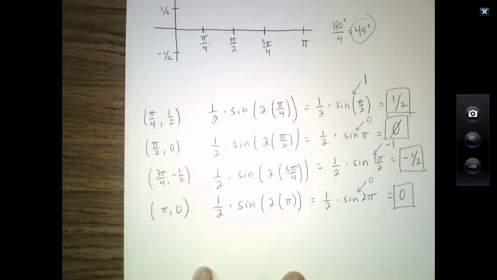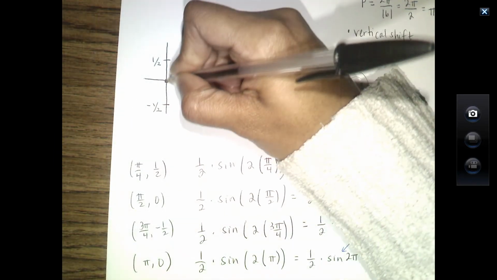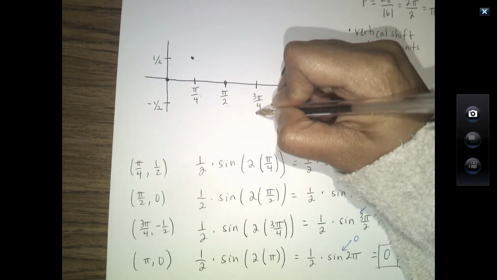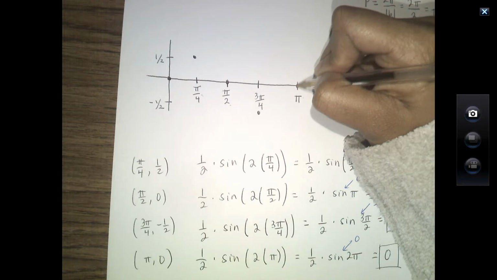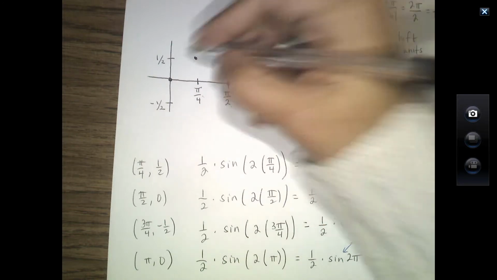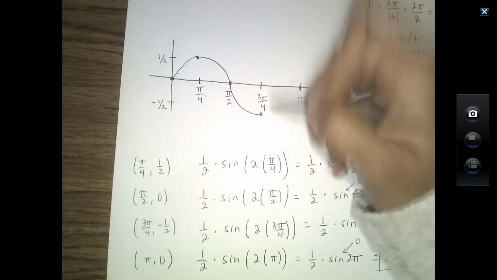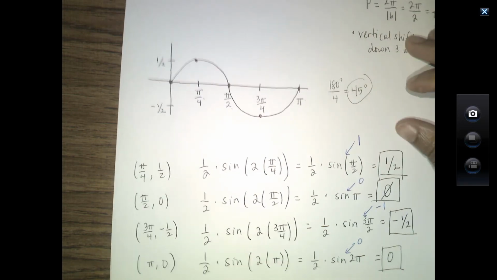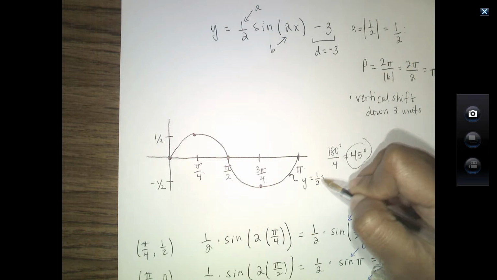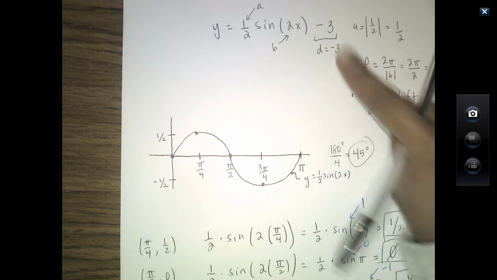Okay, so now we're ready to just plot our points. So we're going to get here 1/2. You know, this is at 0, 0. Sorry about that. This is at 0. This is at -1/2. This is at 0. All right, so when we sketch our points now, remember, no zigzag lines, make sure they curve. Boom. All right, so this right here is our y equals 1/2 sine 2x. But I have not shifted it again down 3.